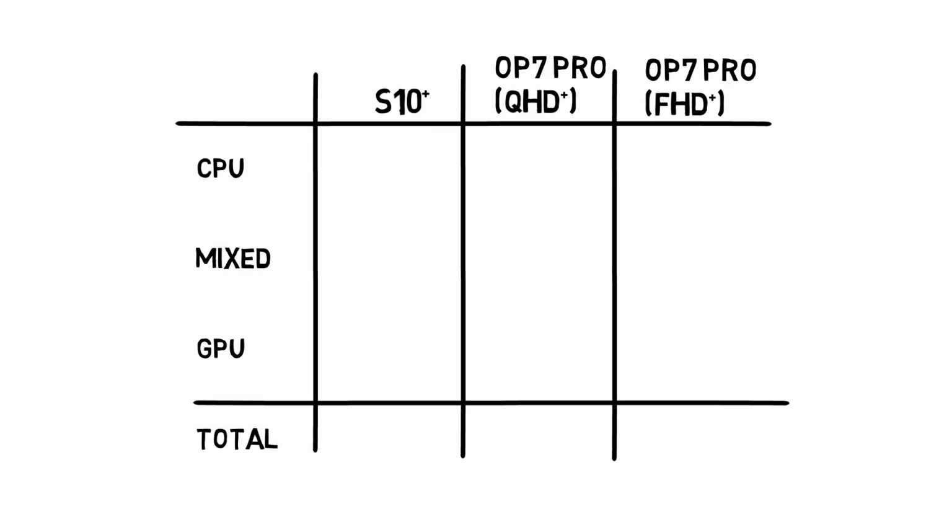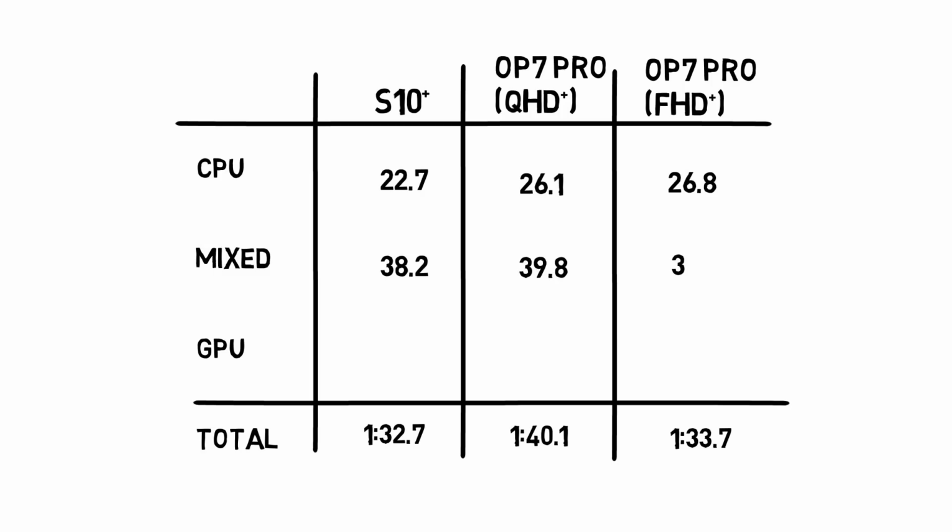Okay, so as we expected, the device running in Quad HD came in last, and just to say that Quad HD is the default resolution for the OnePlus 7 Pro, whereas Full HD Plus is the default resolution for the S10 Plus. And we can see here that the CPU time for the S10 Plus was much better than the other two, 22.7 seconds compared to 26.1 and 26.8, and I'm pretty sure most of that comes down to the SQLite test, which was blazingly fast on the S10 Plus. Then the mixed time on all three devices roughly the same, 38.2, 39.8 and 38.3.